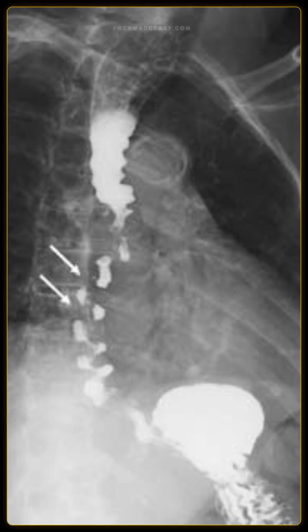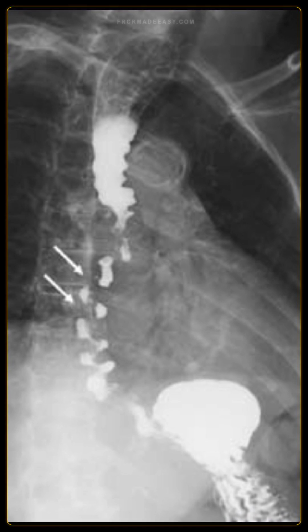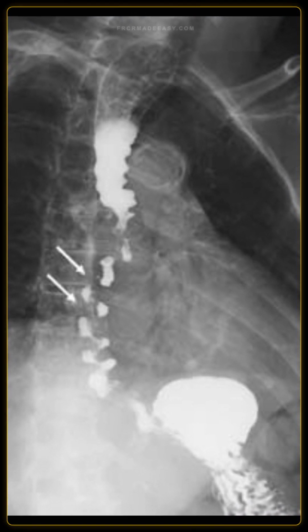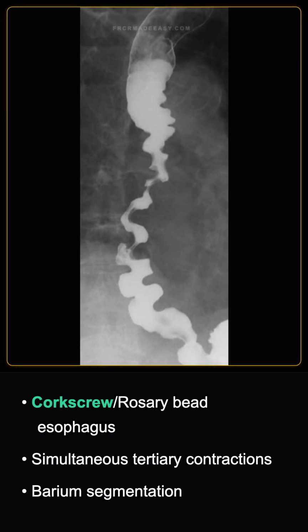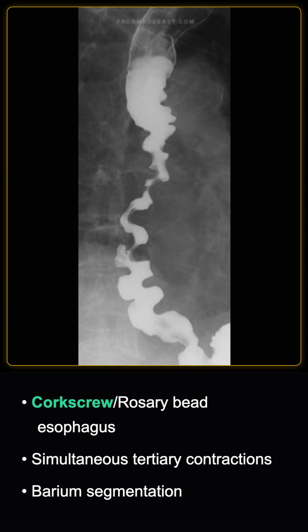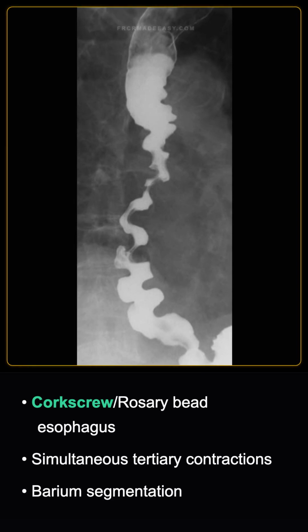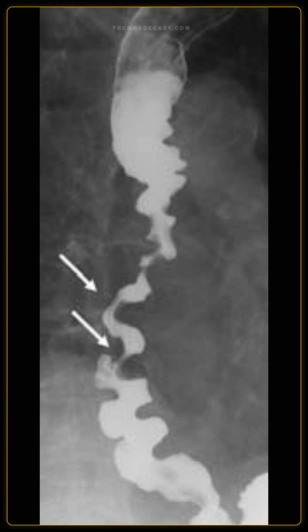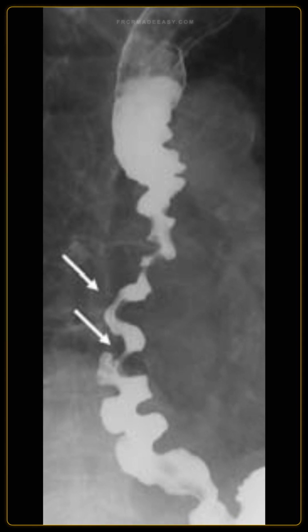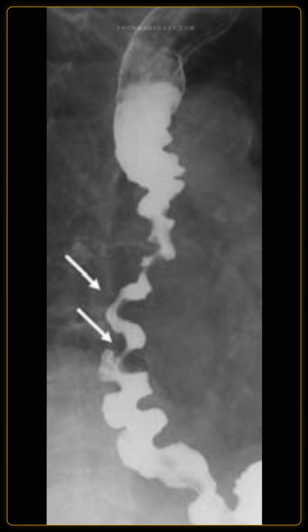Explain the classic radiographic descriptor associated with this condition on barium studies. It is classically described as a corkscrew esophagus or rosary bead esophagus, reflecting the segmentation of the barium by simultaneous tertiary contractions. What is the underlying pathophysiology believed to cause diffuse esophageal spasm?